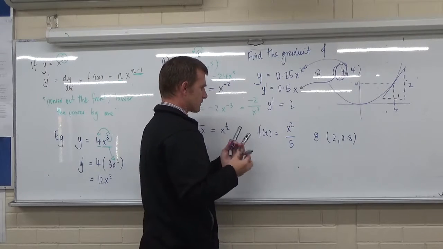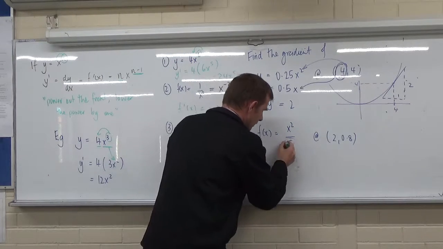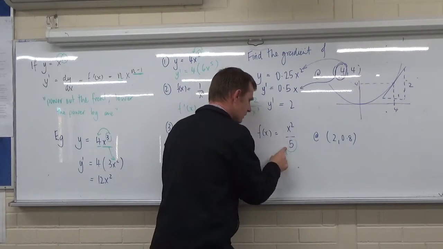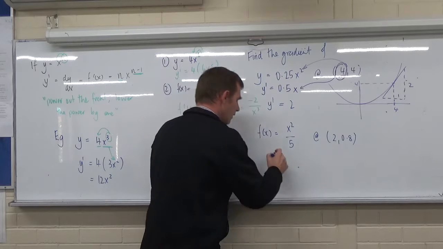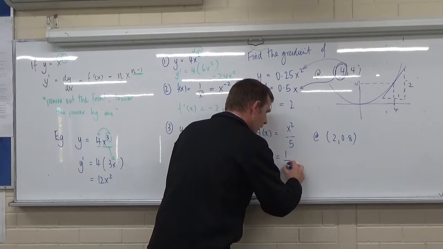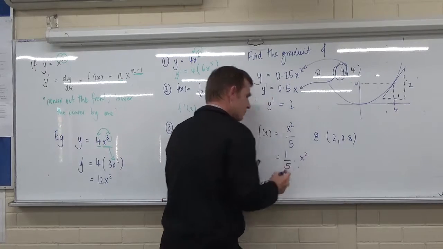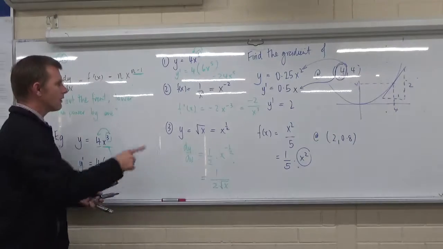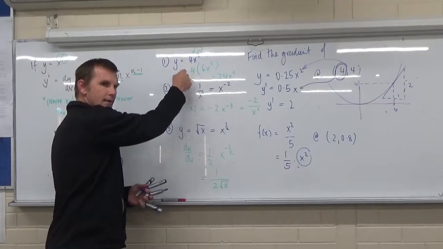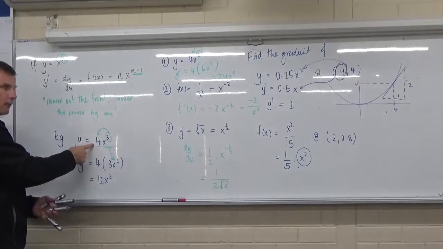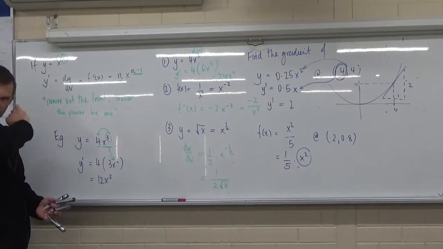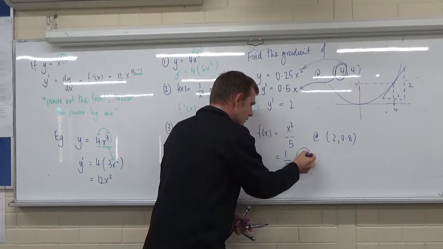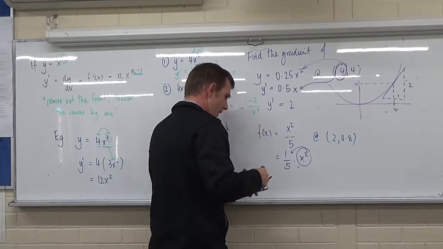Now, I chose this one specifically because I don't want you to get confused about this. Let me write this a different way. Instead of writing x squared over 5, I could write 1 over 5 times x squared. This is the only part that I need to differentiate. The 1 over 5, that's just like the 4 here. It's a number out front. I just leave it alone. Don't do anything with it.